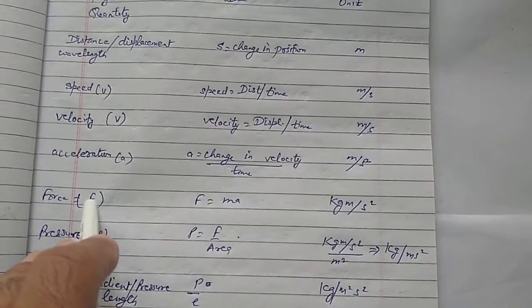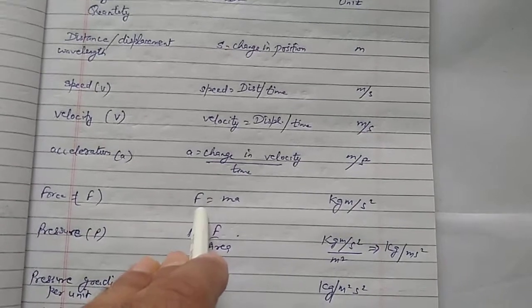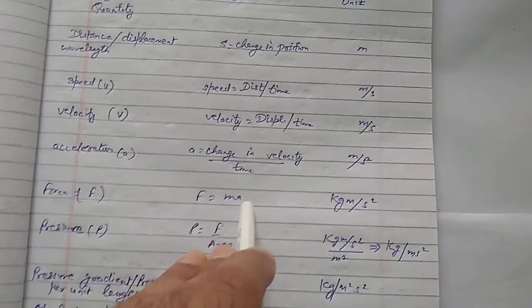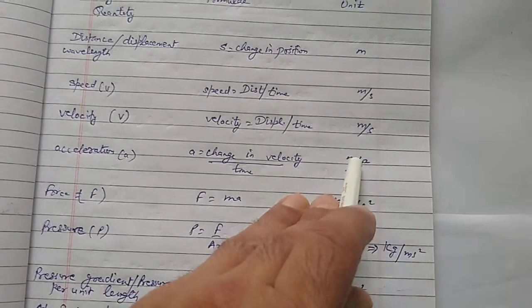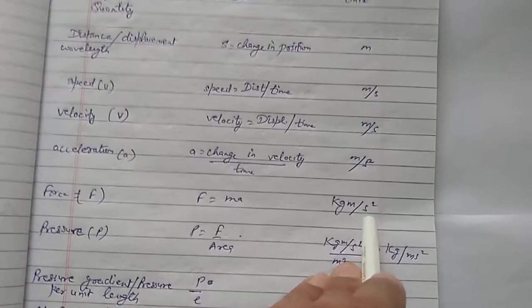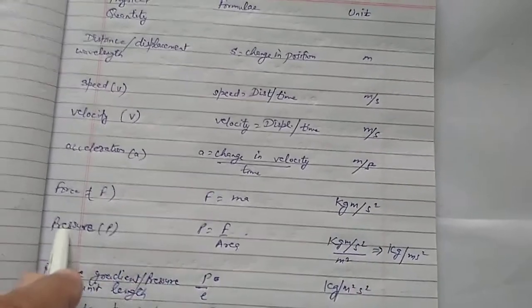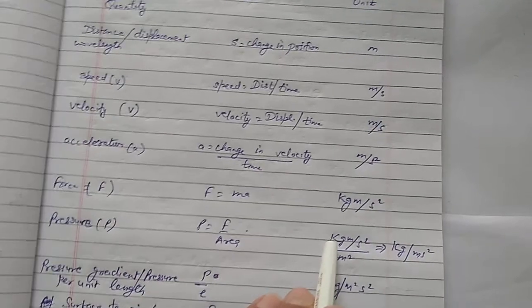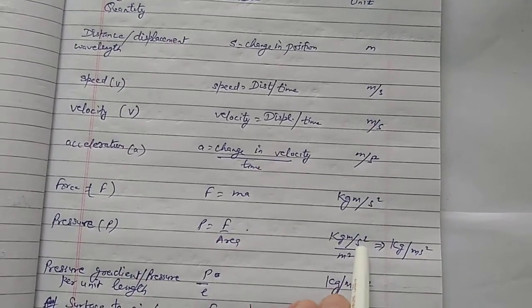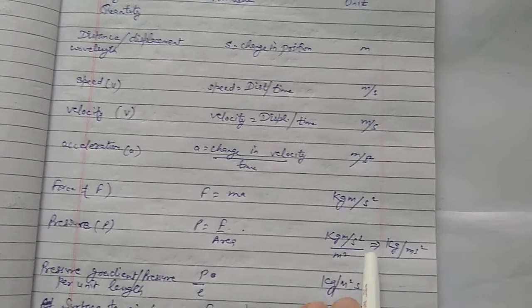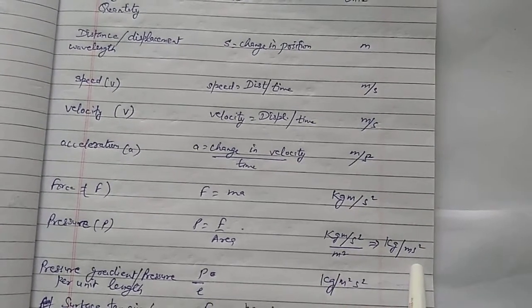Force. This is another physical quantity. You know that force equals mass into acceleration. Unit of mass is kg, acceleration unit is meter per second square, and hence it can be expressed as kilogram meter per second square. Pressure. Pressure is force upon area. Force unit, as I told you, is kilogram meter per second square, and this is meter square. One meter gets cancelled out, so you will get kilogram upon meter second square.